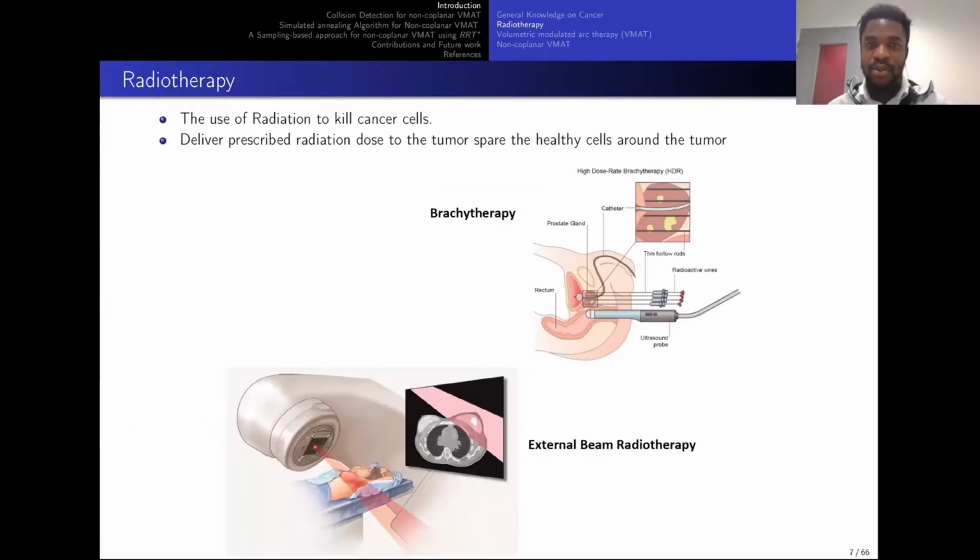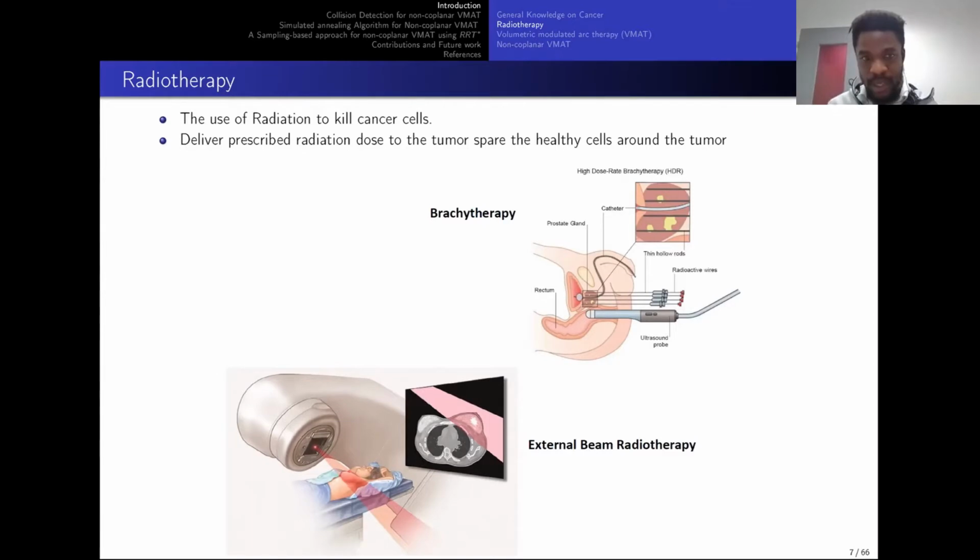In radiotherapy, we try to use radiation to kill the cancer cells. The first modality that we show on the top right-hand side is brachytherapy, where a radiation source is placed inside the patient. This radiation source kills the cancer cells by emitting radioactive rays. Another modality is external beam radiotherapy, where you have a radiation source that is external to the patient.